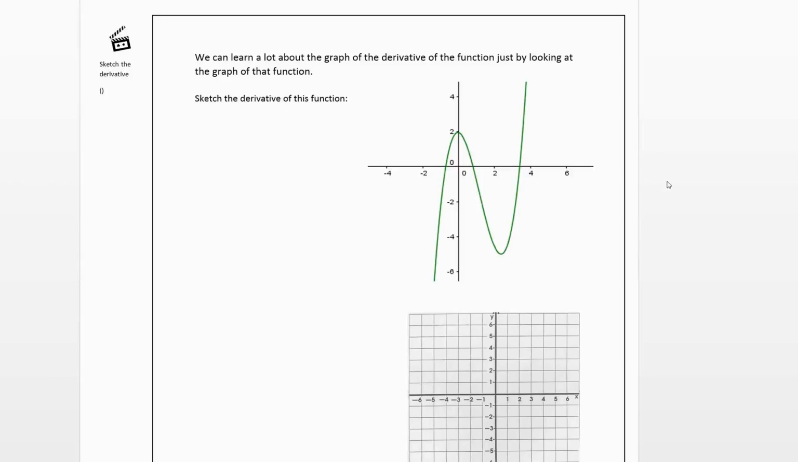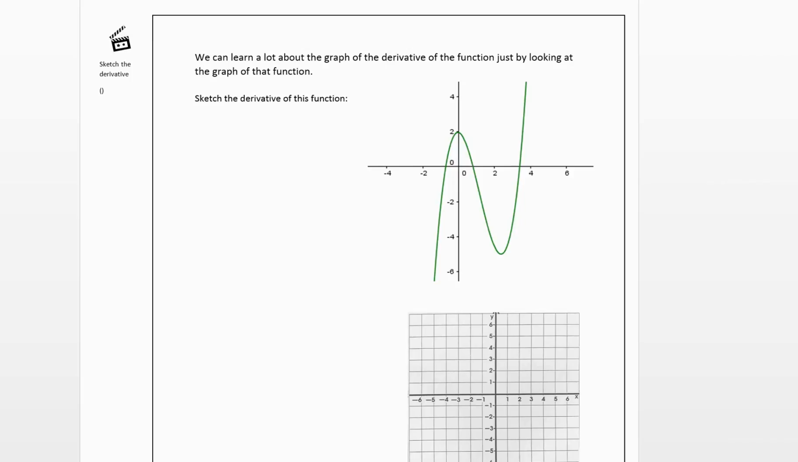We can actually determine a lot about the derivative of a function just by looking at the graph of a function and learning what we know. Okay, so remember, the derivative at any point is the slope of the tangent line of the graph of the function. So the first thing we can start off by looking at is, where would the graph have horizontal tangents? Because anywhere where you have a horizontal line, the slope is 0. So the derivative would be 0.